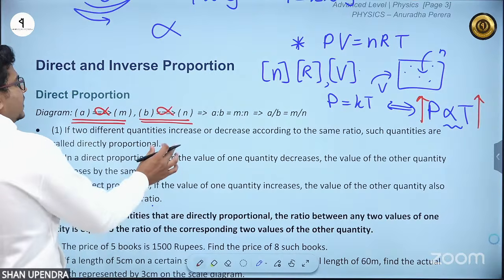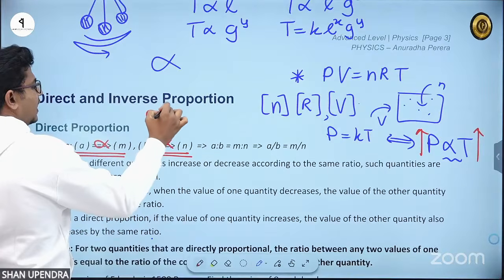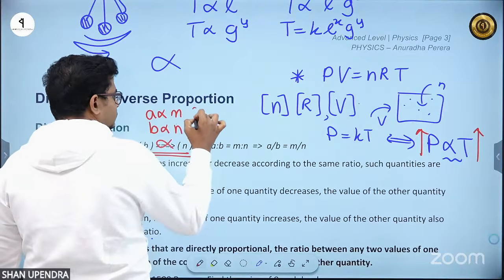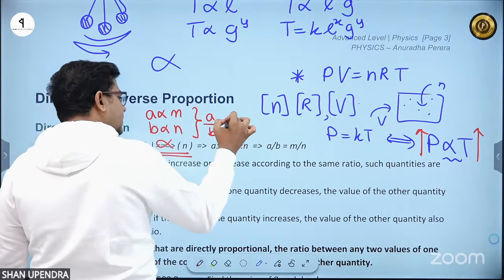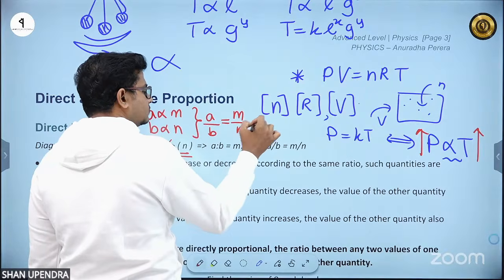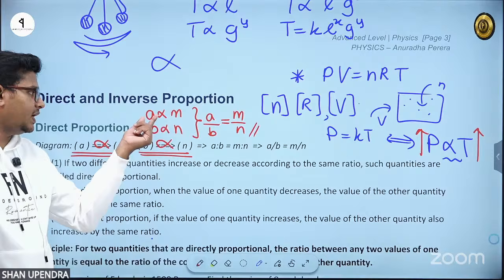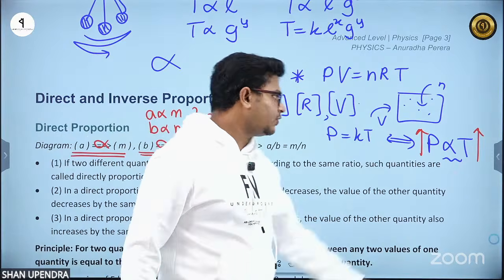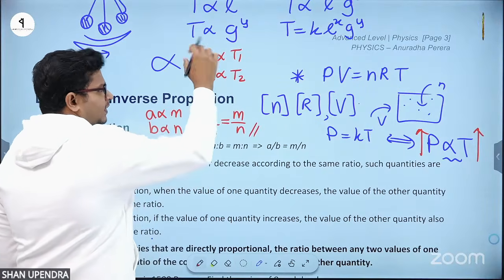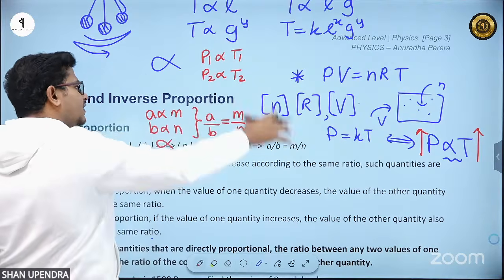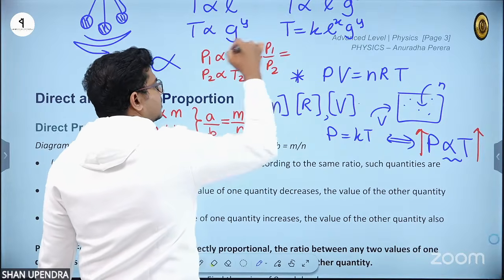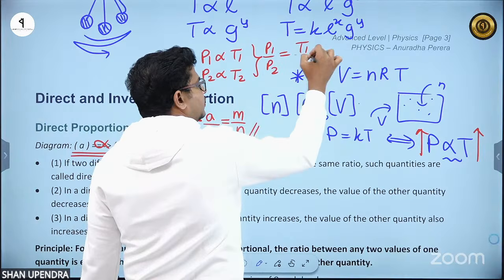If you take two such relationships, like a directly proportional to m, then b directly proportional to n, if you divide those two, a over b, then this becomes equal. In direct proportion, you can remove the direct proportional symbol by dividing these two. In this case P directly proportional to T, so we can write P1 directly proportional to T1, P2 directly proportional to T2. This is a different pressure and different temperature, and this is another pressure and temperature. If you divide those two, you can write P1 over P2 equals T1 over T2.